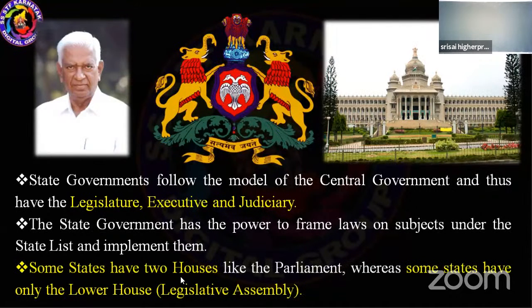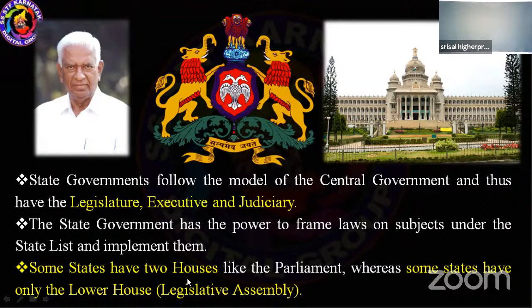Some states have 2 houses, bicameral. Karnataka, what is it? Bicameral. Bicameral means not 2 cameras, but 2 houses. That is the word to recognize the 2 houses. They are the legislative assembly and legislative council, Vidhana Sabha and then Vidhana Parishad.